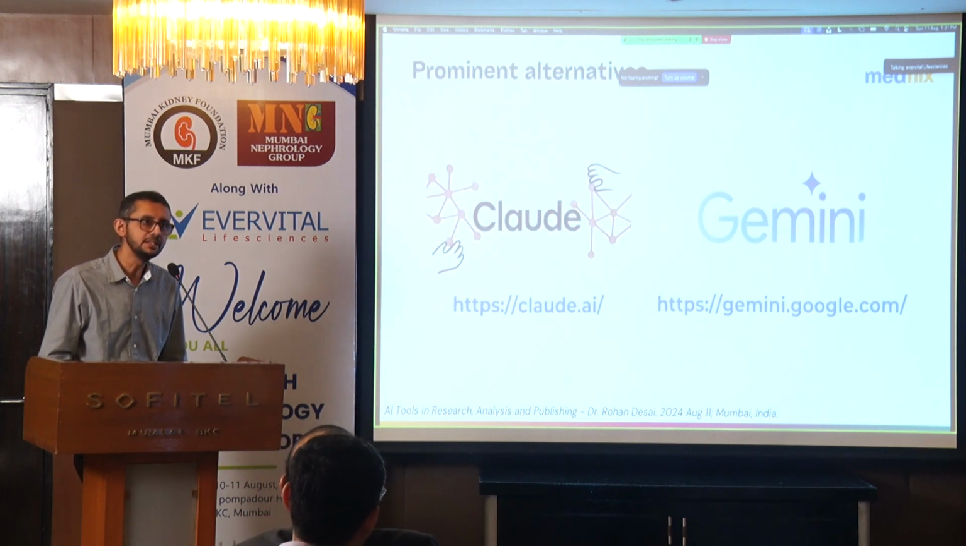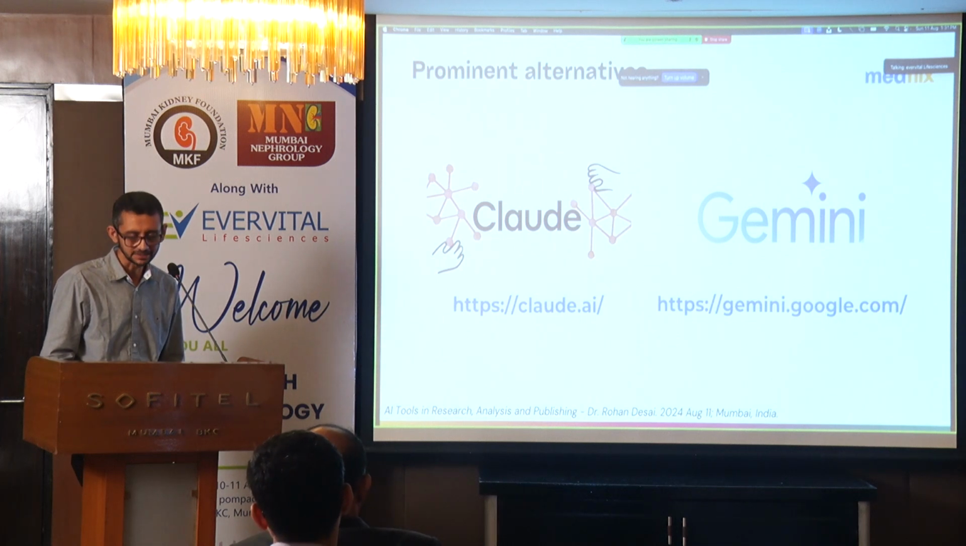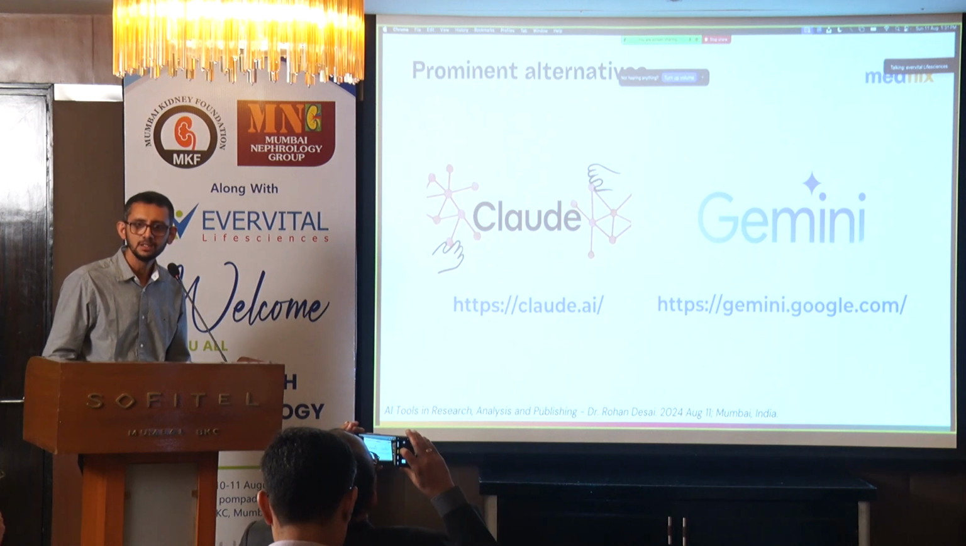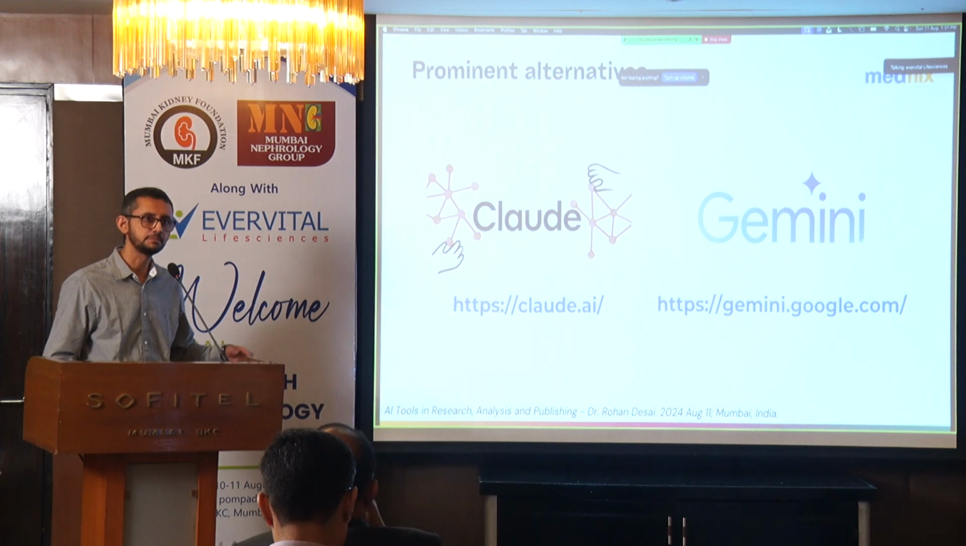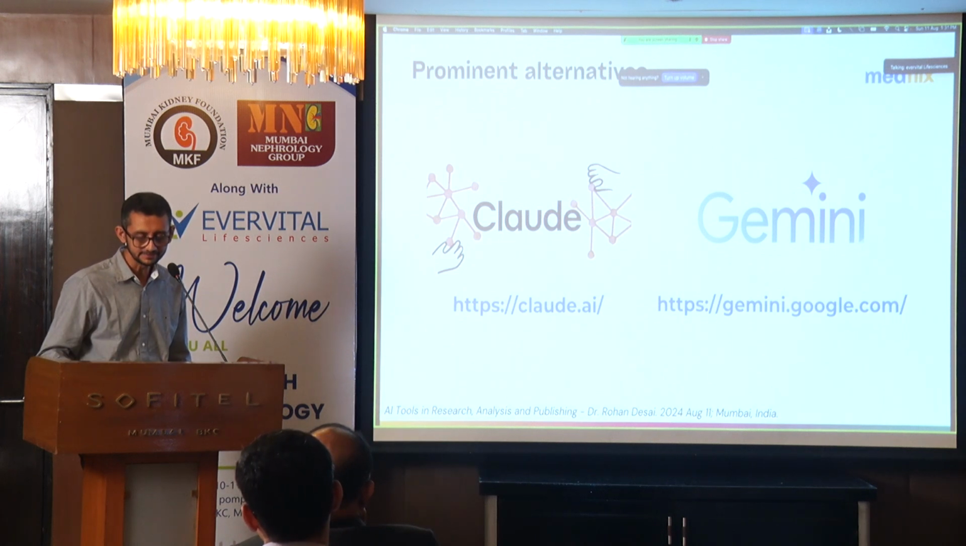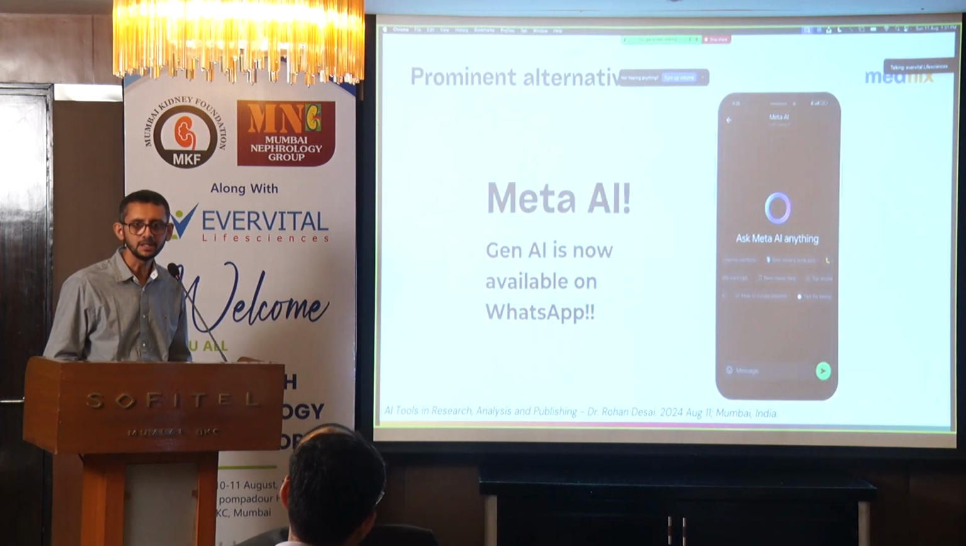Alternatives to ChatGPT: Claude, Gemini, there are many. These are the powerful ones. Gemini is the tool which was built by Google. Claude is built by a company called Anthropic, which is supported or backed by Amazon. And ChatGPT is built by OpenAI, which is backed by Microsoft. So these are the big guys. And not to be left behind, Facebook has created Meta.